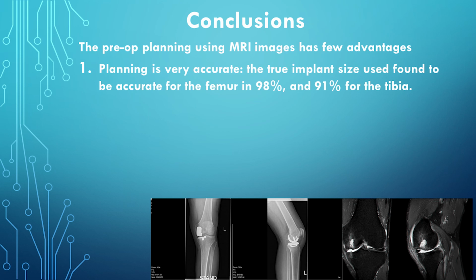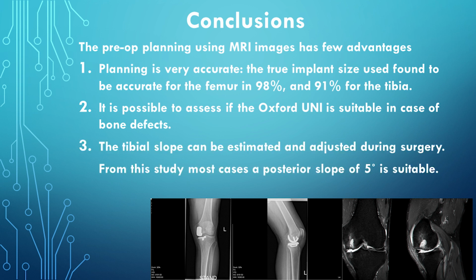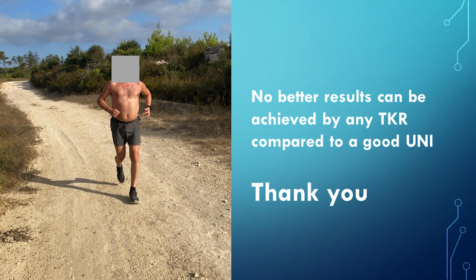In conclusion, preoperative planning using the MRI images has a few advantages. It's very accurate regarding the implant used in the femur, less so in the tibia. It's possible to assess if Oxford UNI is suitable in cases of bone defects, and the tibial slope can be estimated. In our study it was about 5 degrees posterior slope. And after a good UNI, you can even do extreme sport activity, as this patient who is running a marathon.